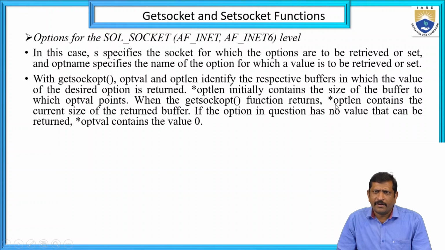For example, here *optlen contains the content size of the returned buffer. If the option in question, that means the socket option in question, has no values that can be returned to *optval, the return value is 0, successfully performed. The operation is successfully completed, which indicates successful completion.